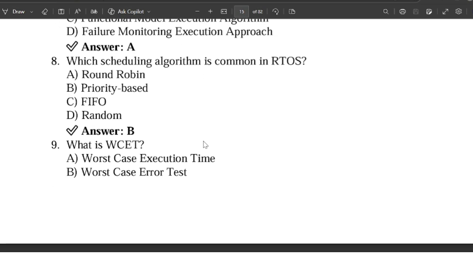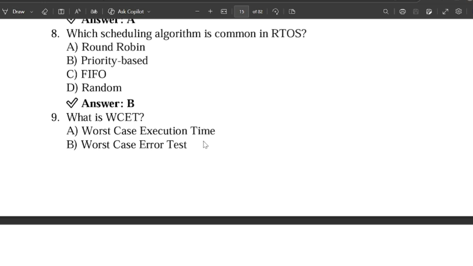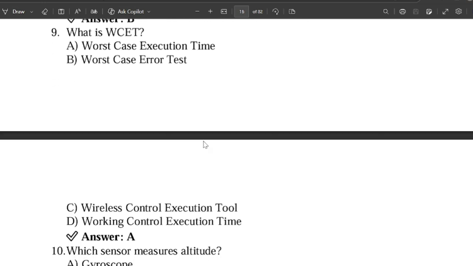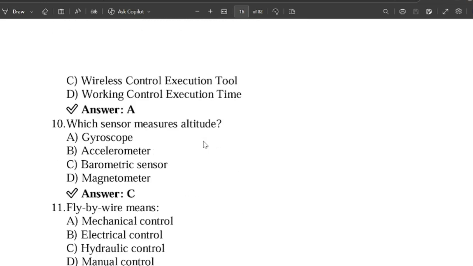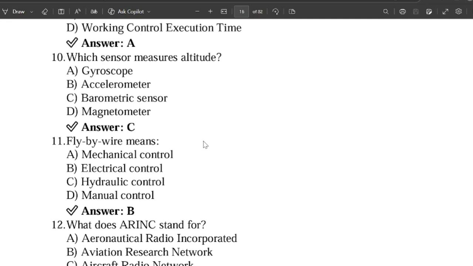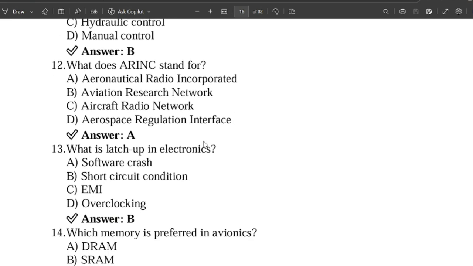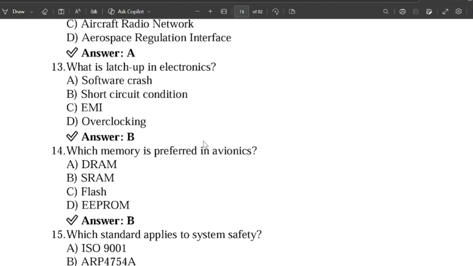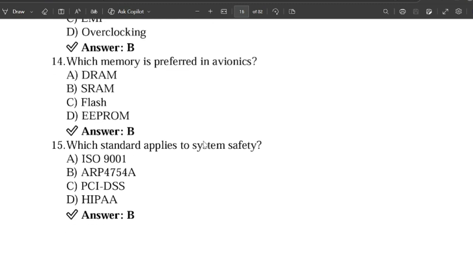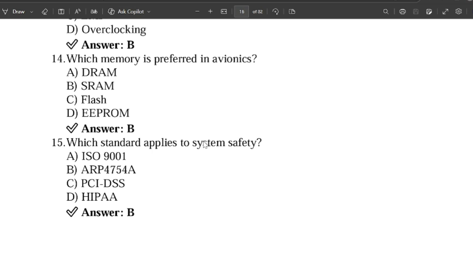Which scheduling algorithm is common in RTOS? Priority based. What is WCET? Worst case execution time. Which sensor measures altitude? Barometric sensor. Fly-by-wire means electrical control. What does ARINC stand for? Aeronautical Radio Incorporated. A option. What is latch up in electronics? Short circuit condition. Which memory is preferred in avionics?